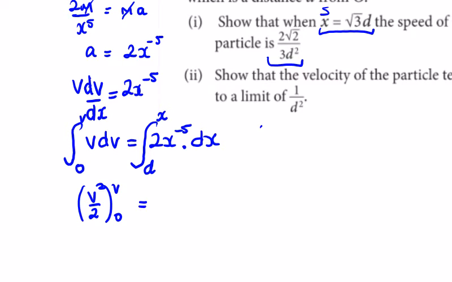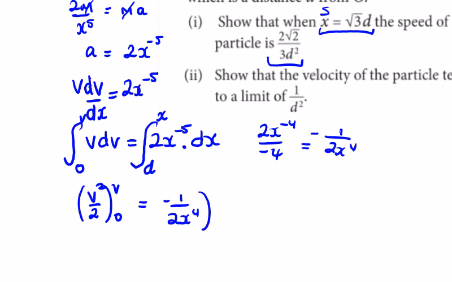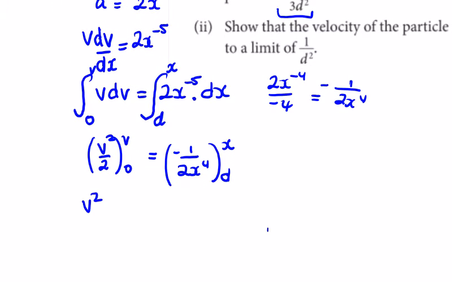Equal to, we're going to have 2x to the minus 4 over minus 4, which is, bringing the negative index to the bottom, minus 1 over 2x to the power of 4, between x and d. Subbing in my values, I'm going to get v squared over 2 equals minus 1 over 2x to the power of 4, and then minus minus, I'm going to get plus 1 over 2d to the power of 4.